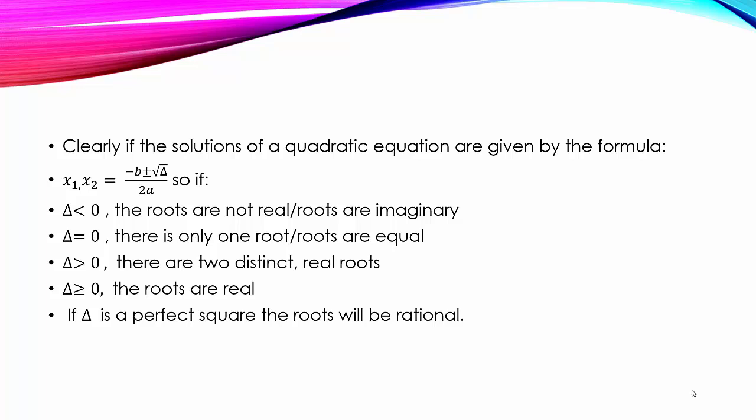If delta is positive, there's going to be two distinct or different real roots. And if delta is greater than or equal to 0, there will be real roots, sometimes equal, sometimes different. If delta is a perfect square, then the square root will disappear again, but we'll get two different roots, but they will be rational because there will be no surds in the answer. I'm going to put this PowerPoint up on Ellie. I want you to copy those notes and you need to learn this page.